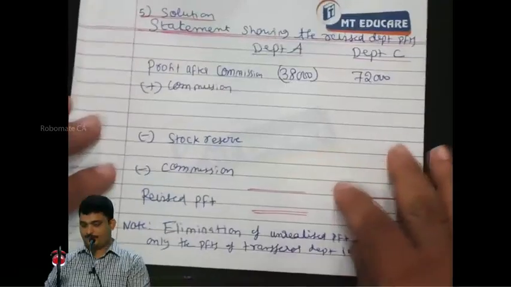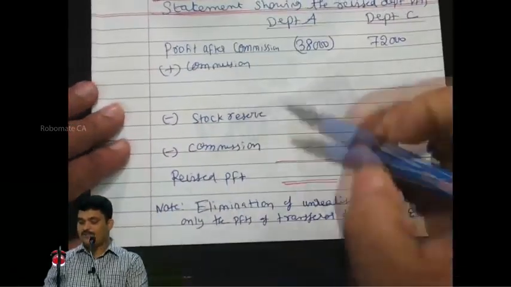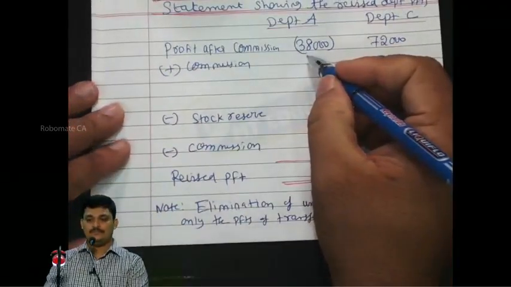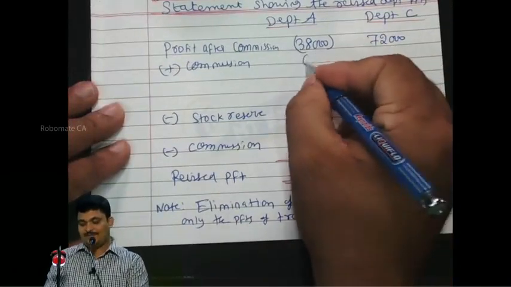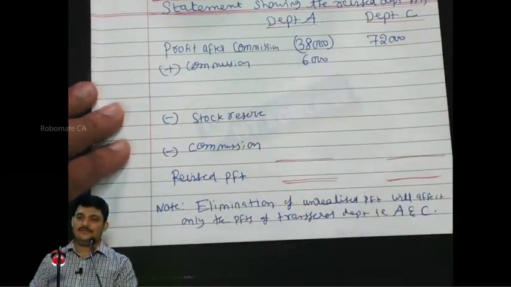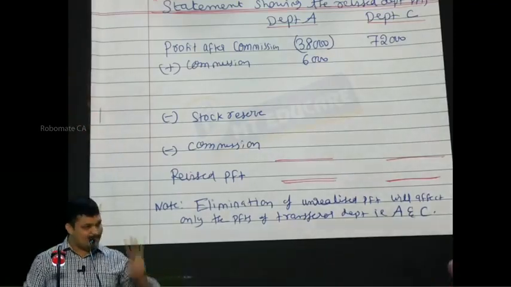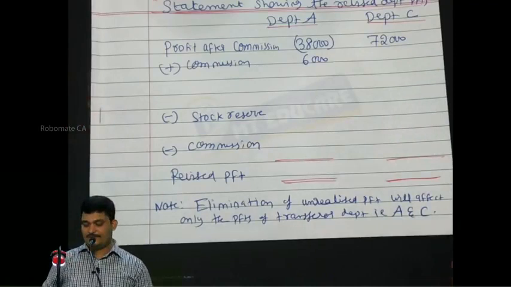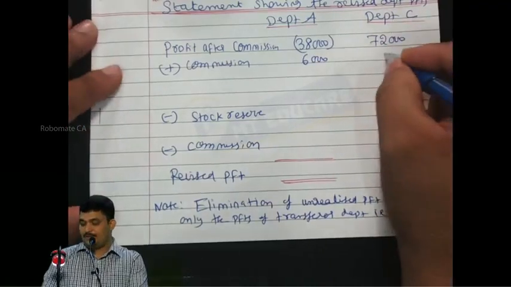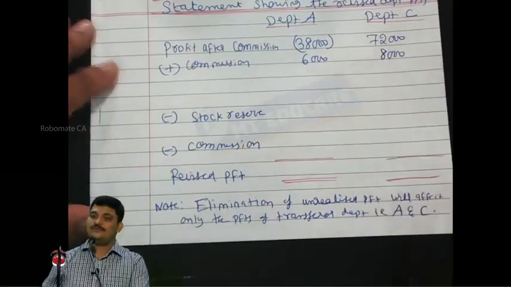Understood? In that case, how much would you have given here? 6,000, because already the department has incurred loss. But you can't say no commission. There is commission. How much? 6,000 and 8,000.